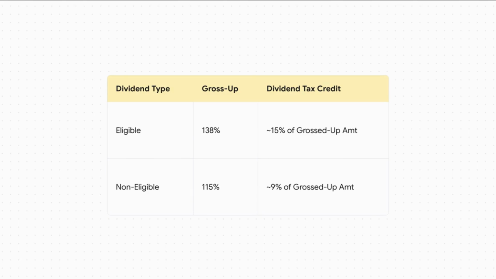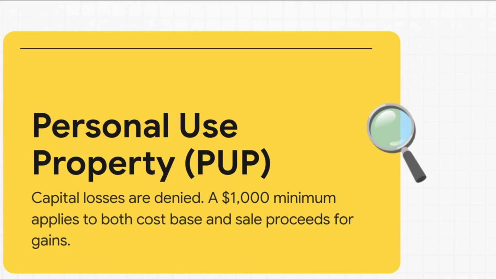Eligible dividends, usually from big public companies, get a bigger gross-up and a better tax credit. Non-eligible dividends from smaller private companies get less favorable treatment. Just remember, it's a 2-step dance. You gross up the dividend to add it to your income, and then you use the credit to bring your final tax bill down.